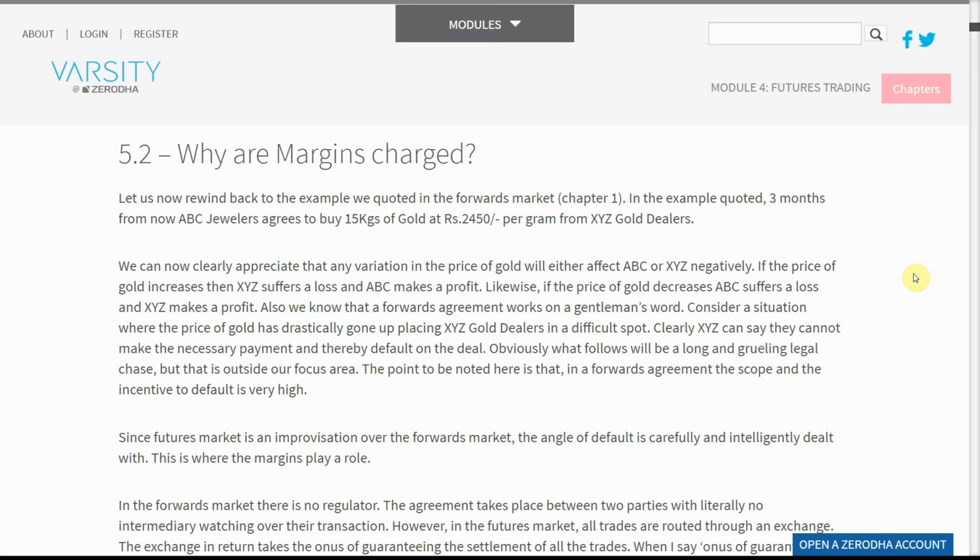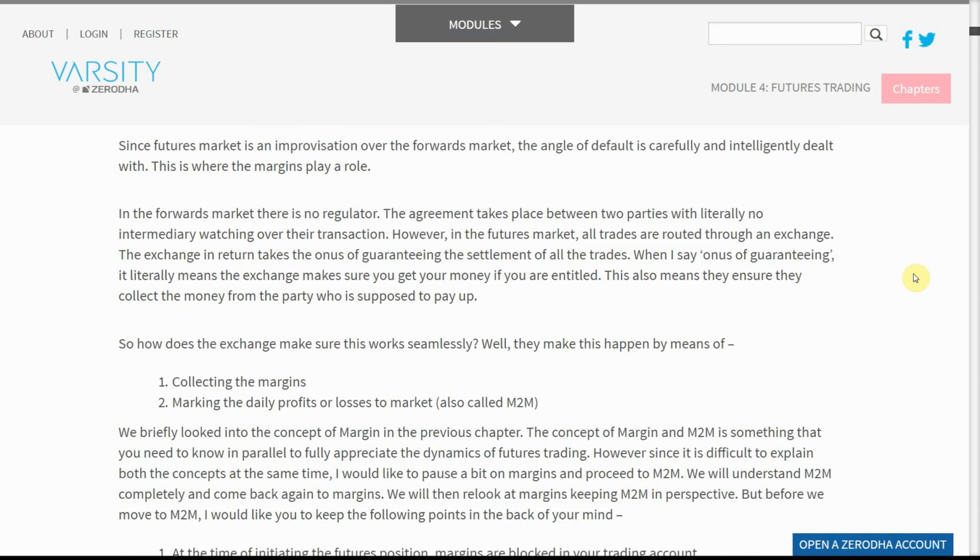Also, we know that a forwards agreement works on a gentleman's word. Consider a situation where the price of gold has drastically gone up, placing XYZ gold dealers in a difficult spot. Clearly, XYZ can say they cannot make the necessary payment and thereby default on the deal. Obviously, what follows will be a long and grueling legal chase. But that is outside our focus area. The point to be noted here is that in a forwards agreement, the scope and the incentive to default is very high. Since futures market is an improvisation over the forwards market, the angle of default is carefully and intelligently dealt with. This is where the margins play a role.